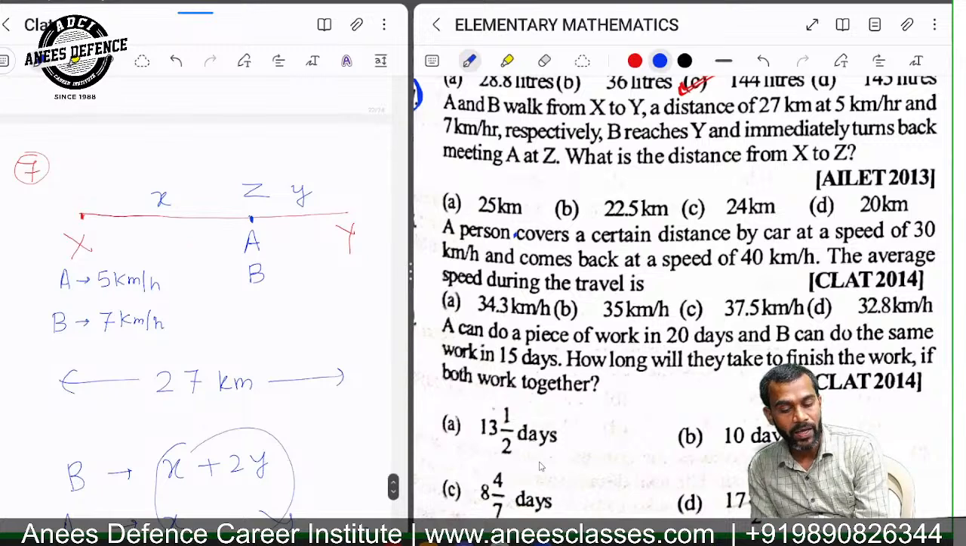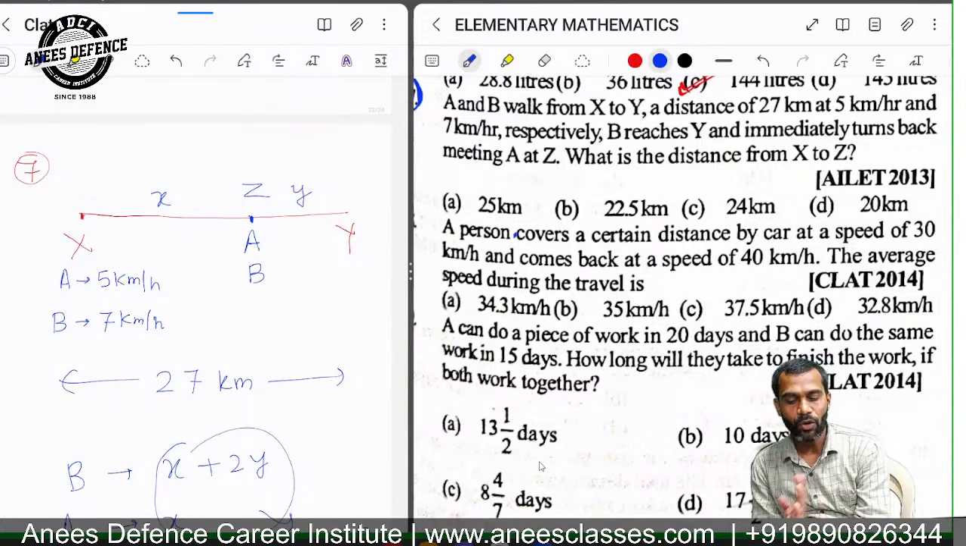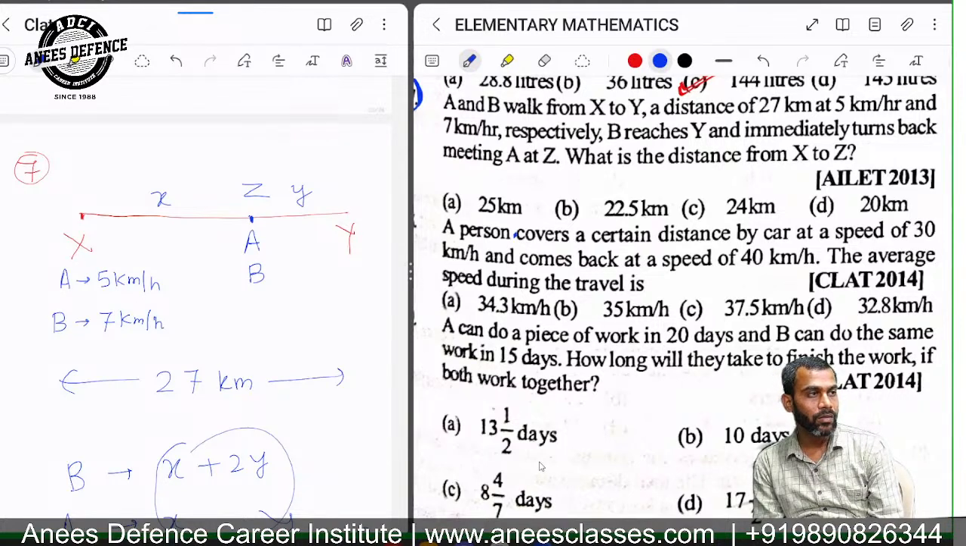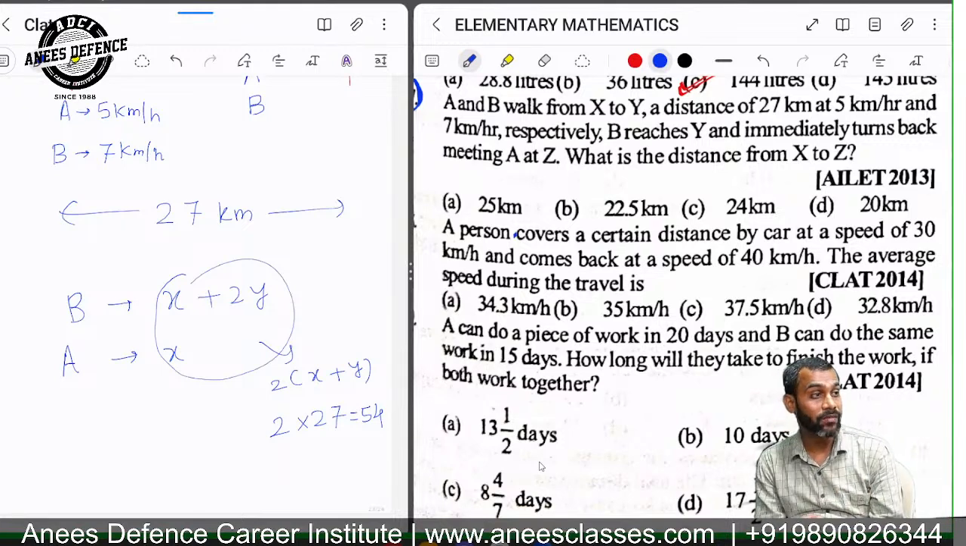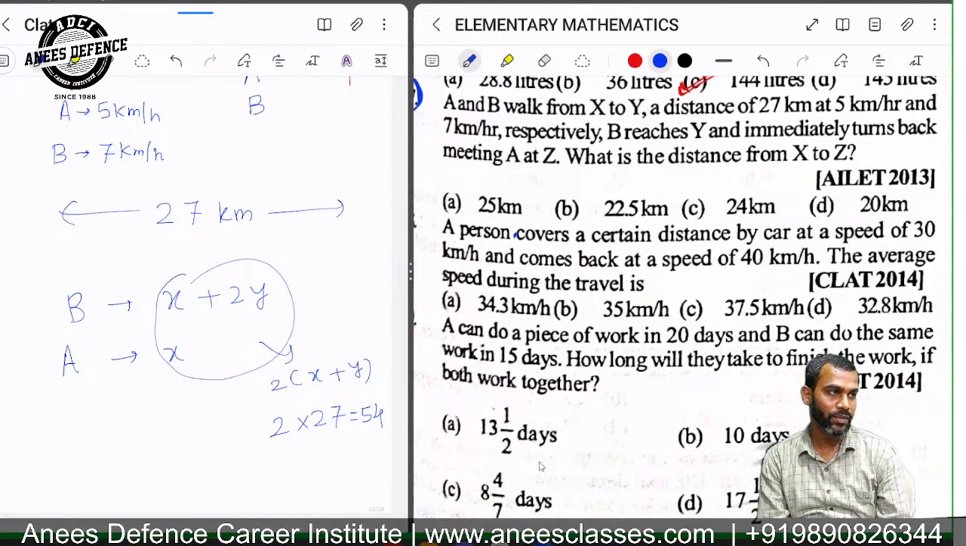See, from A to Z, the distance is x, and from Z to Y, the distance is y. The distance covered by B is nothing but x plus 2y. Yes or no? And that of A is x only. No, see, x plus 2y is not 27. X plus y is 27. But we are adding the distance covered by both of them. So it becomes x plus x, 2x plus 2y. Now I have taken 2 common, so it becomes 2 times x plus y, and x plus y is 27. That is why 54. Understood?